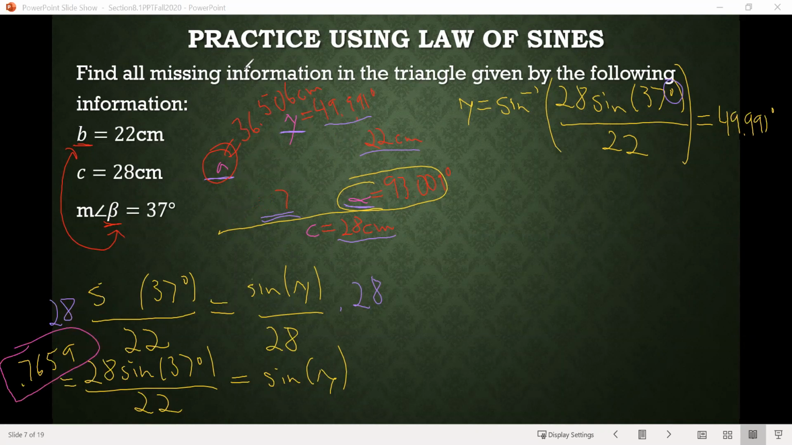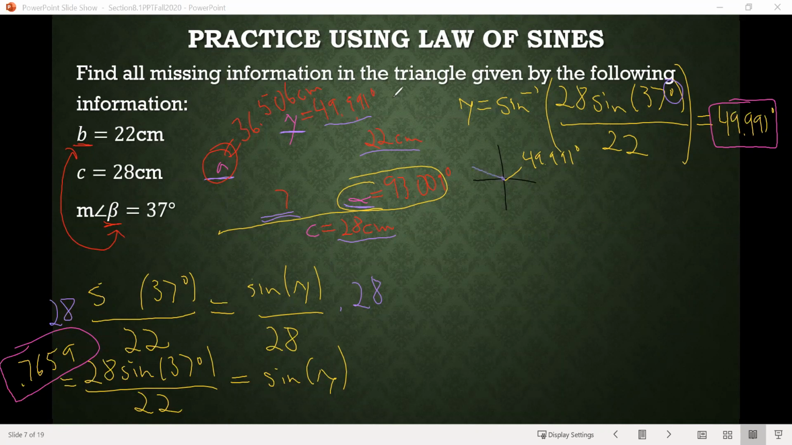If you think about stuff we've been doing the last couple of chapters, which quadrant is 49.991 degrees in? That would be in the first quadrant if we think about a unit circle. One of the reasons we know that is because we took the inverse sine of a positive number, that 0.7659. Now, is that the only place in the unit circle where sine is positive? And the answer is no.